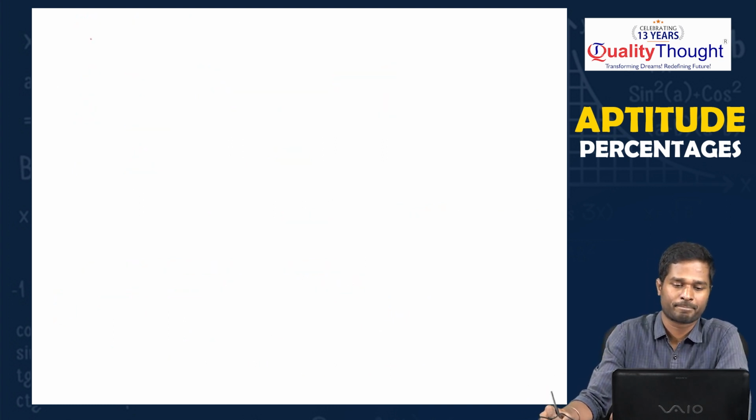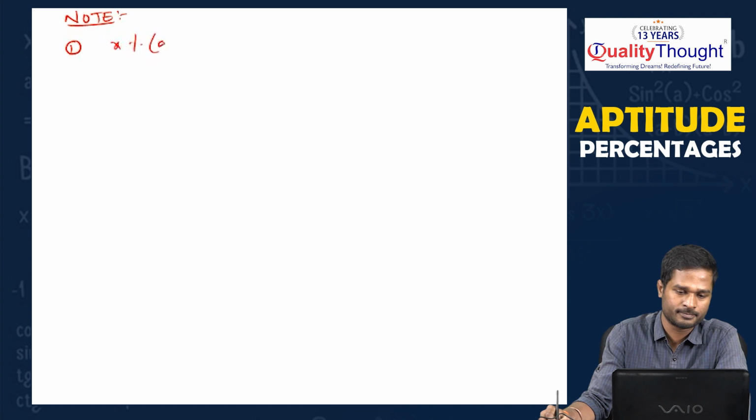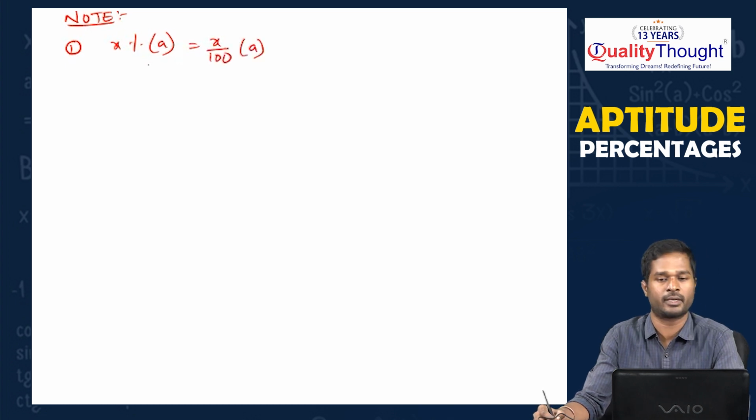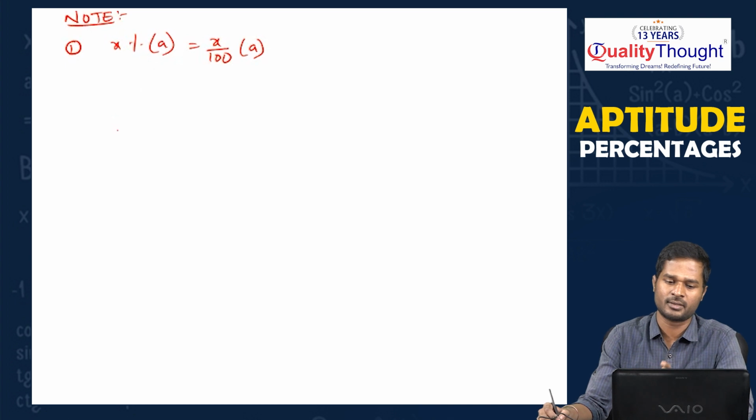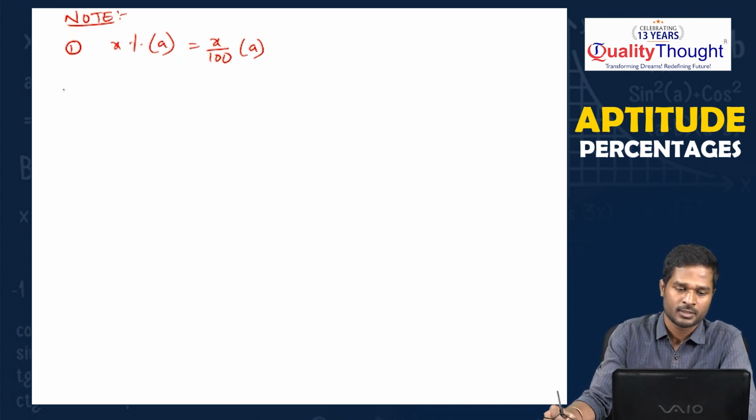See now, for example, I will take here a note, I will write the first note. If I write the first note, there is a value. For example, x percentage of a, this is my value, x percentage of a, this is how I will write it. Elaborately, we will write it as x percentage of a.